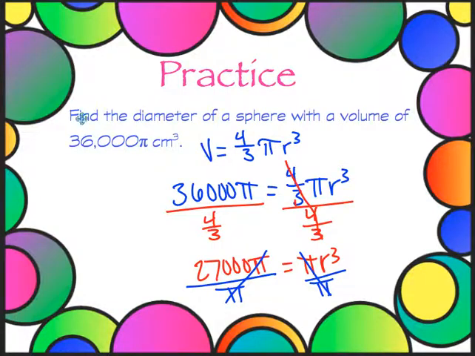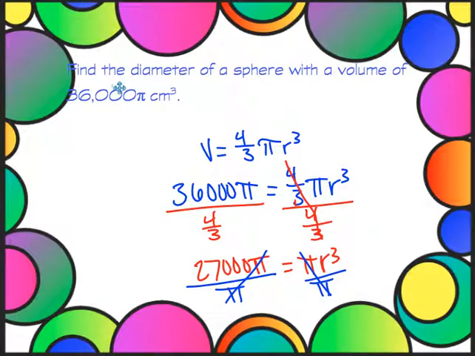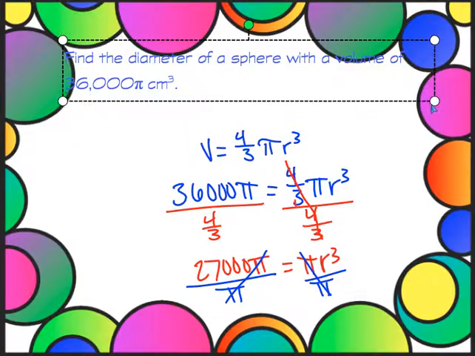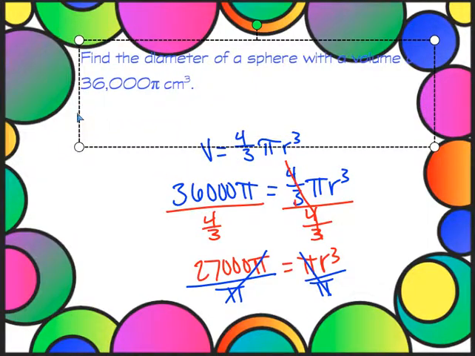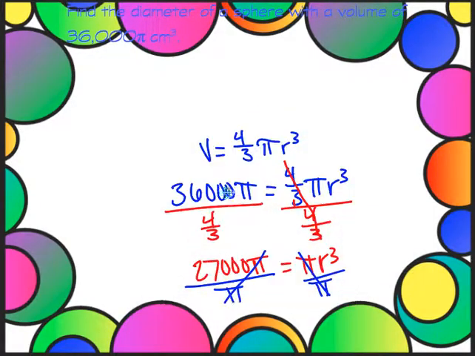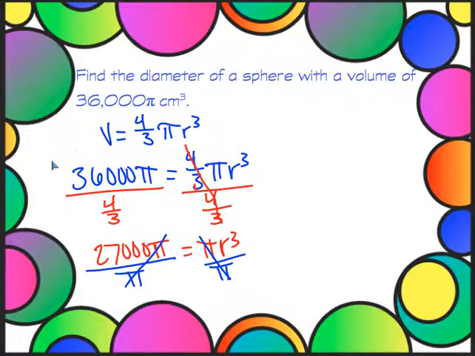So I kind of need to scoot all this over, don't I? Let's just get this out of here. I just want to be able to scoot that over, and then I can bring this back down. Okay, so we have 27,000 equals r cubed.